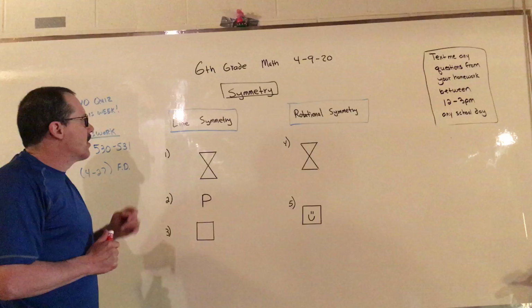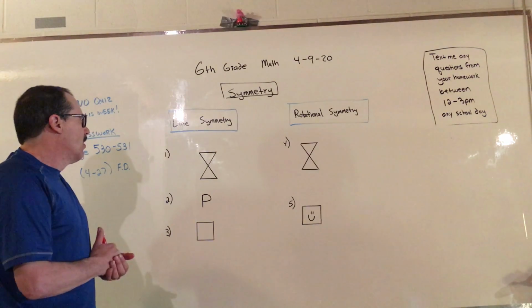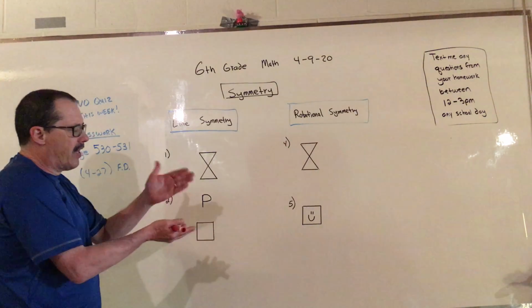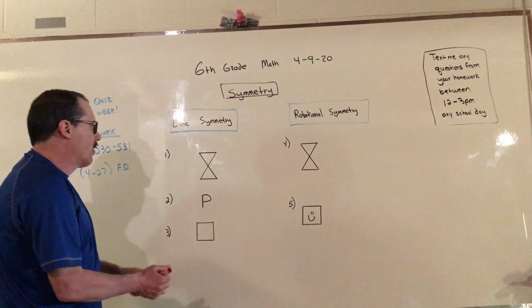And today we're going to look at symmetry. Hope last night's went fine. Okay, line symmetry is where you can cut something in half, and when you fold it, it's going to match up with where it started.